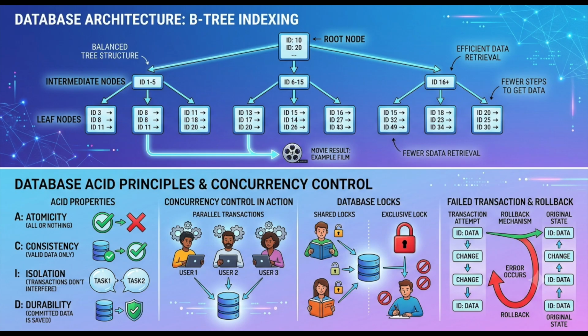Wow. They cannot see each other's half-finished work. They cannot interfere. I'll hold my questions on how that physically works for a second. What is the final law? Durability. Once a transaction gets the green light and commits, it is permanent. If someone trips over the power cord to the server a millisecond after the commit, that money is still safely in Alice's account when the power comes back on.